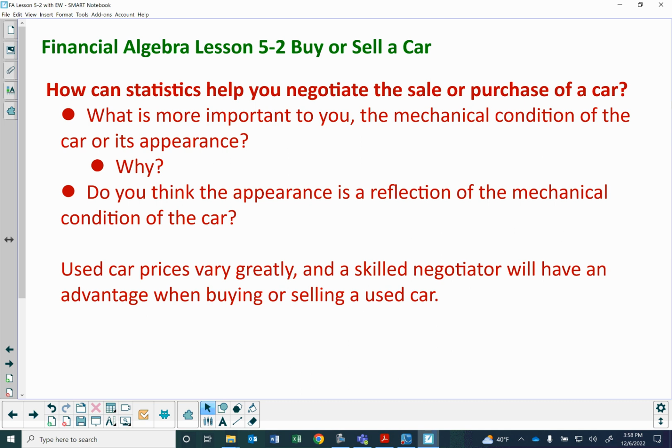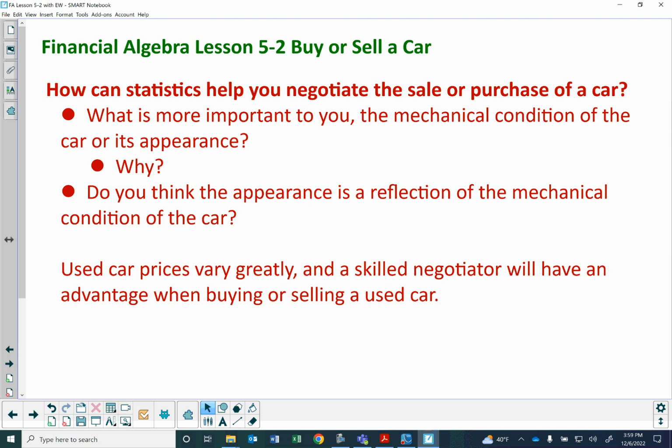So one of the things that you have to pay attention to when you buy a vehicle is what's more important to you, the mechanical condition of the vehicle or its appearance. Me personally, I don't care if a car looks super great. I want it to run, and I want it to run well, and I want it to run well for a long period of time. I can buy an ugly car. If that ugly car drives on the road for 30 years, I'm a happy camper because it's a reliable vehicle.